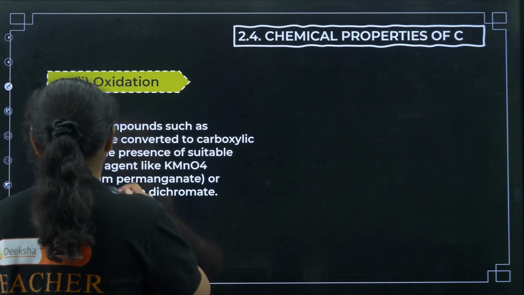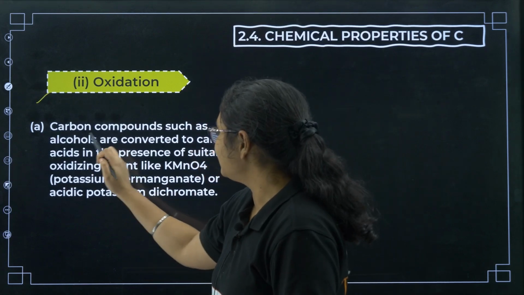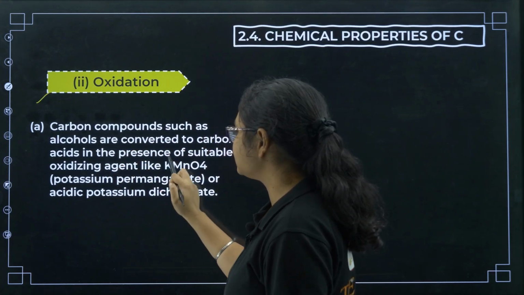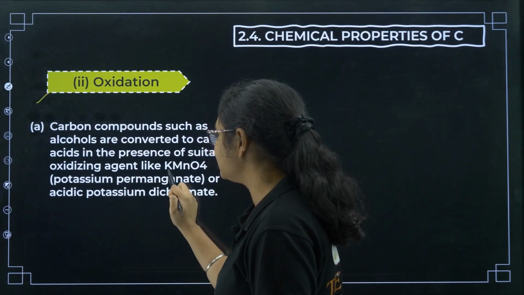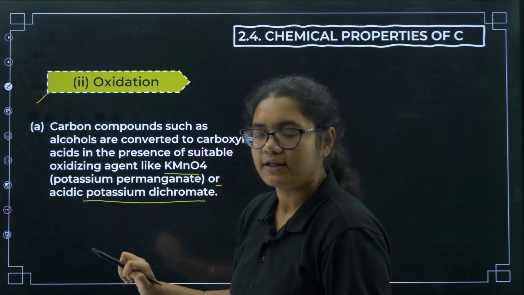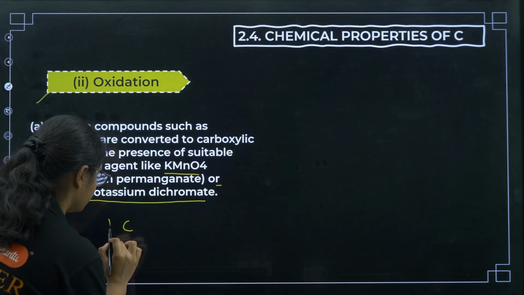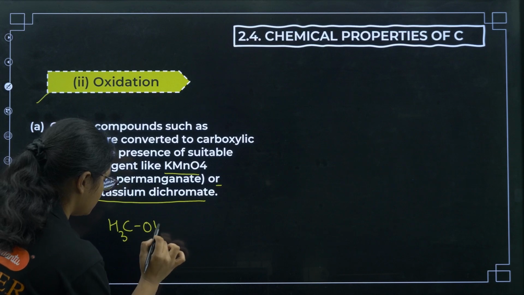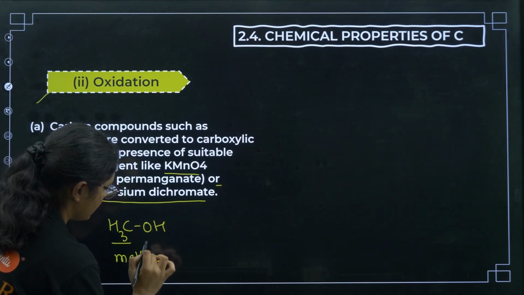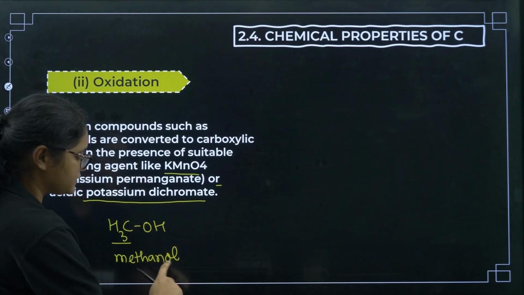Next reaction is the oxidation reaction. Here carbon compounds such as alcohols are converted to carboxylic acid in the presence of suitable oxidizing agents like KMnO4 or acidic potassium dichromate. Here is one reaction of oxygen. If I show you CH3OH, what is this? Methanol, right? The word root is meth, methane, and OL, the alcohol functional group, so the suffix is OL.